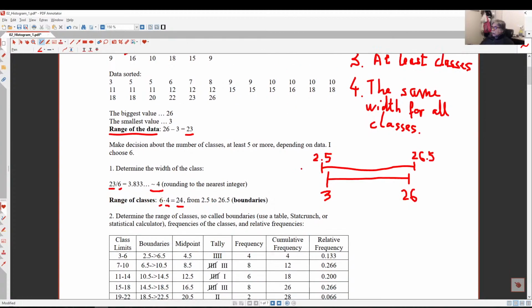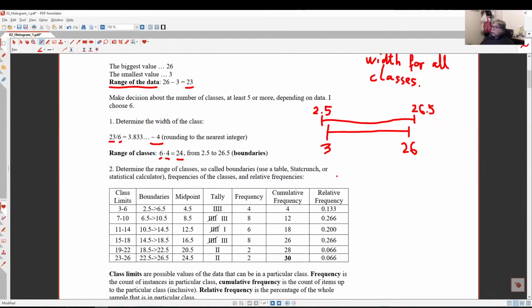The next step I'm going to determine are the boundaries. The boundaries will be determined in the following manner. The first boundary is obviously 2.5. The second boundary is going to be for the class 6.5. That's 4 more because it has to be of the width 4. The next boundary is going to be 10.5. The next boundary is going to be 14.5. Now we are at the middle of the range of the histogram. The next boundary 4 more, 18.5.